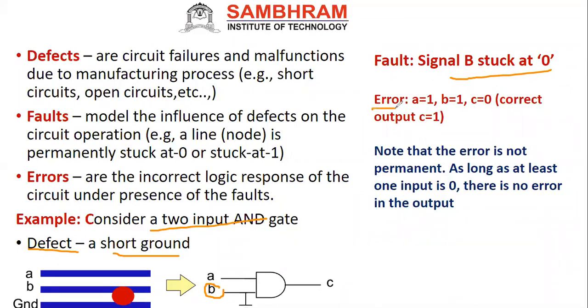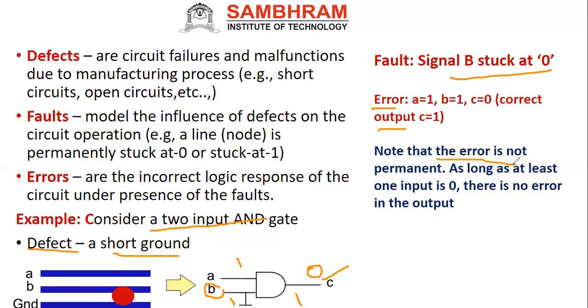Then what about the error actually? When I apply A equal to 1, B equal to 1, if I get C equal to 0, then it is an error actually. Because for an AND gate, for 1, 1 I should get 1. So this is the error, I can say.